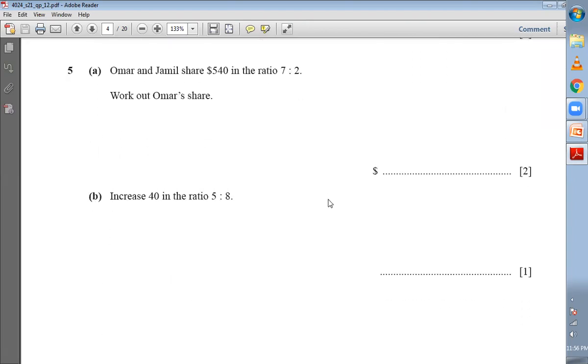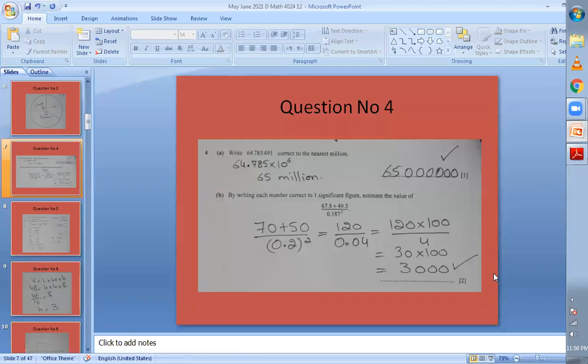Umar and Jamil share $540 in the ratio 7:2. So Umar's ratio is 7 and Jamil's ratio is 2. The sum of the ratio is 9. Umar's share we can very easily find out. Umar's share is 7, the sum of ratio is 9. So 7 by 9 multiply the total money, which is 540. So this is how you will find the share of Umar.